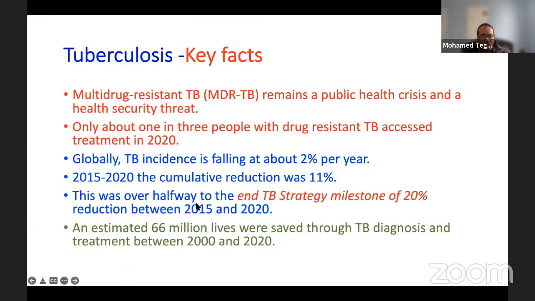After all of this bad news, I think we can spice it up with at least one piece of bright news: an estimated 66 million lives were saved through TB diagnosis and treatment between 2000 and 2020.